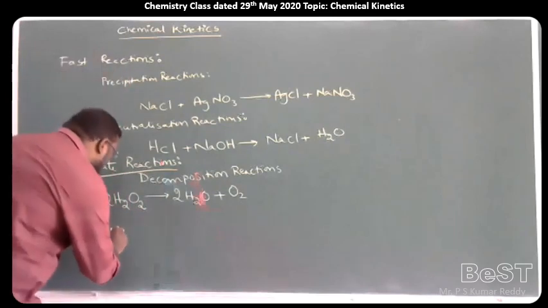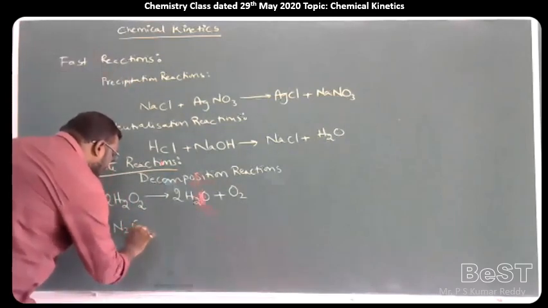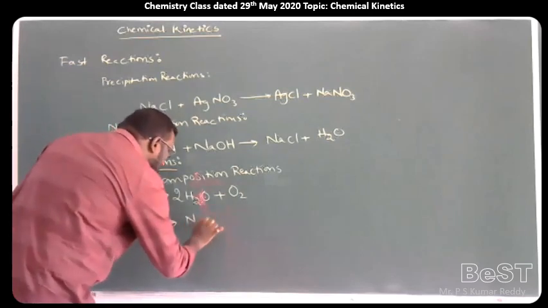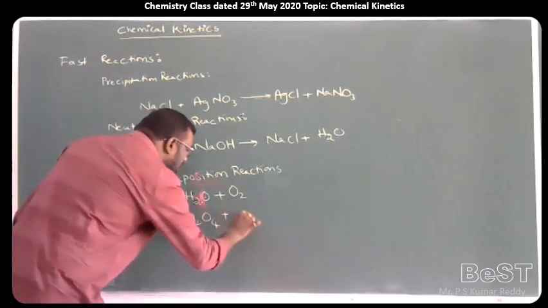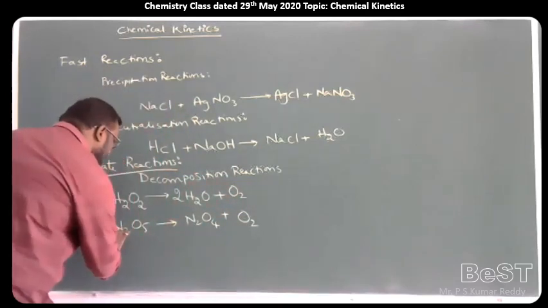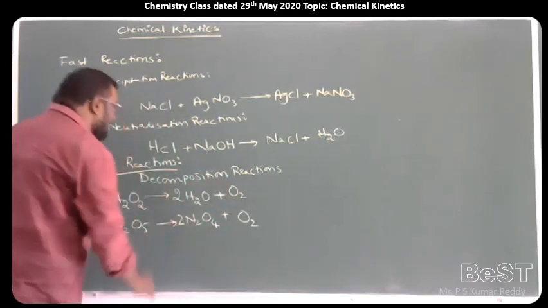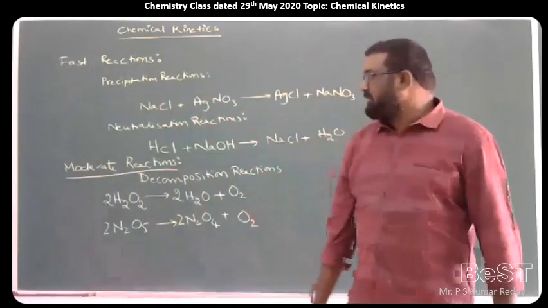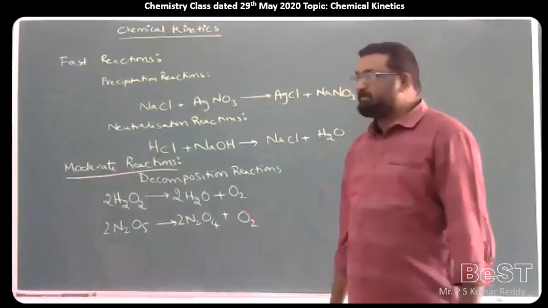In the same way, when nitrogen pentoxide is decomposed, it is producing N2O4 and oxygen. So here this is also a moderate reaction, in which you can see that the reaction takes place with moderate speed.